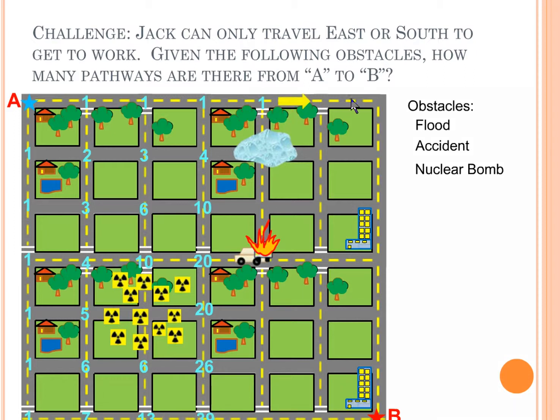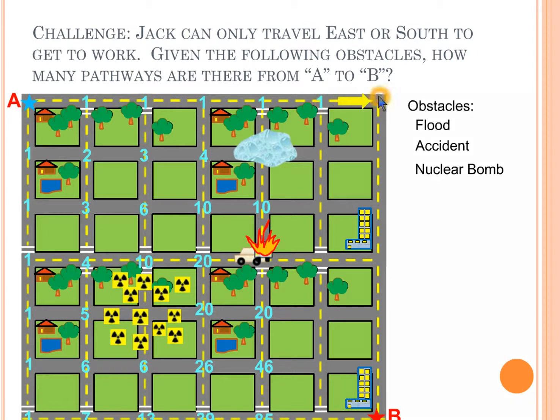Now let's work on this side of the map. If there's one way there, then this will be 1. If there's 10 ways here, then this will be 10 ways. Once again, we're going to avoid this middle spot there. If there's 20 ways here, then this will also be 20. 26 plus 20 will be 46. 39 plus 46 will be 85.